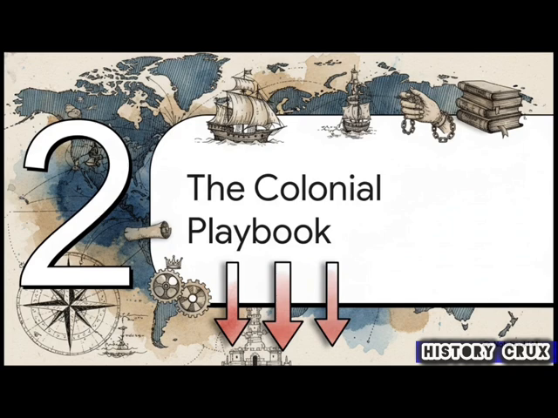Now here's the thing. This massive global expansion wasn't just a chaotic land grab. It followed a surprisingly consistent set of strategies. It's almost like there was a colonial playbook for how to establish and maintain control. So let's break down the 3 key moves in that playbook.